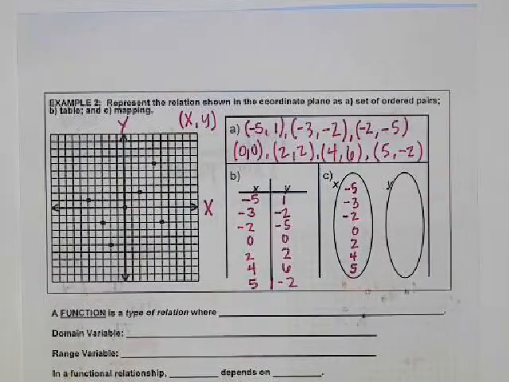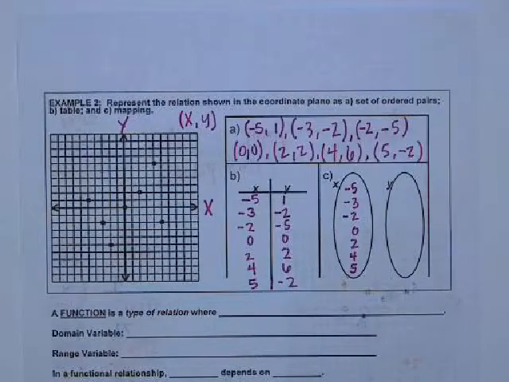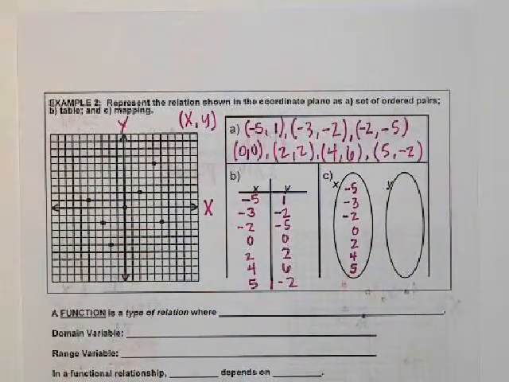Okay? Now, the y's. Look at the y's. Do I have any repeating numbers? Yes. What do I have? -2 repeats. So how many times are we going to write -2? One time. Good. And what order do they have to be in? Least to greatest.